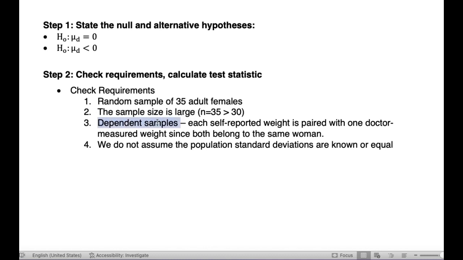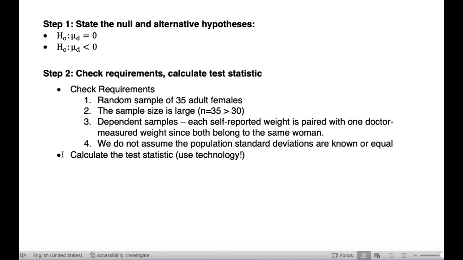We also know we're working with dependent samples. Each reported weight in sample 1 corresponds to a measured weight in sample 2, and they are matched because they belong to the same woman. We do not assume anything about the population standard deviations. We do not assume they are known or that they are equal. Our next step is to calculate the test statistic.